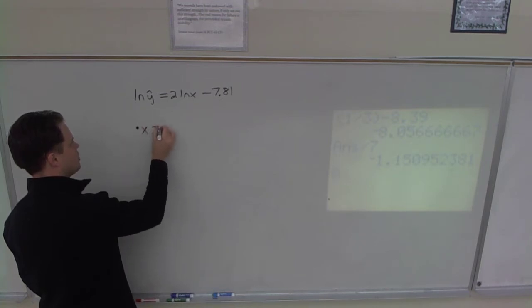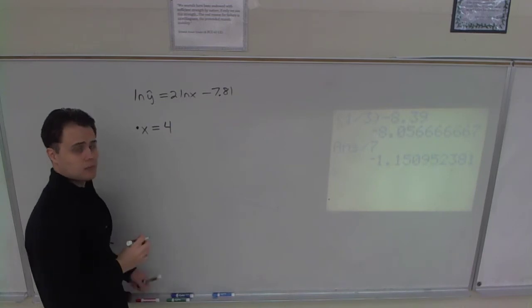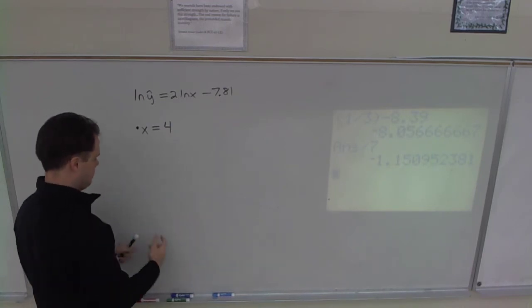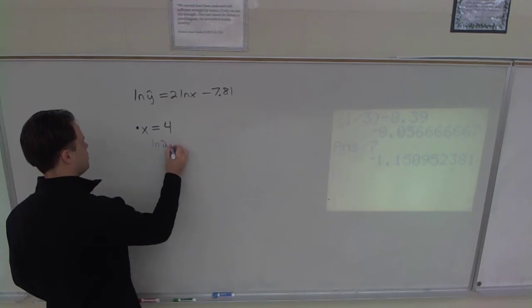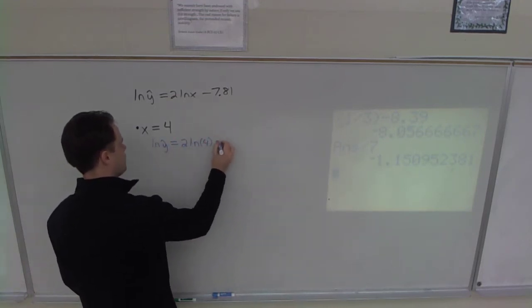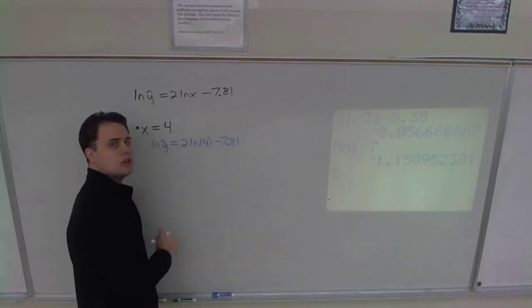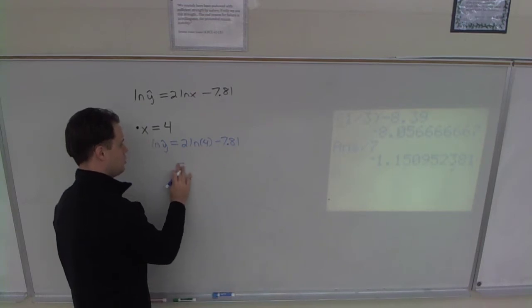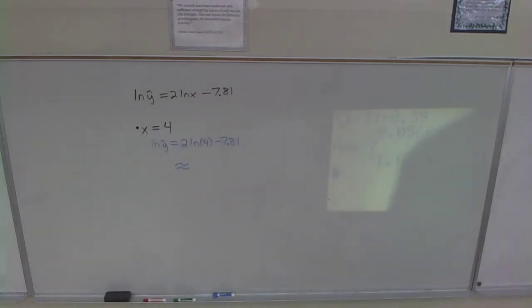So first let's stick in x equals 4 and predict the y. So I'm going to get the natural log of y hat equals 2 natural log of 4 minus 7.81. This is all just a number. You can use your calculator to crank it out. Let's do that. We'll say it's approximate.